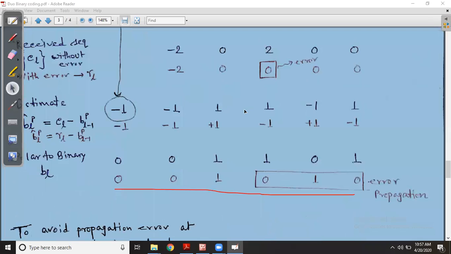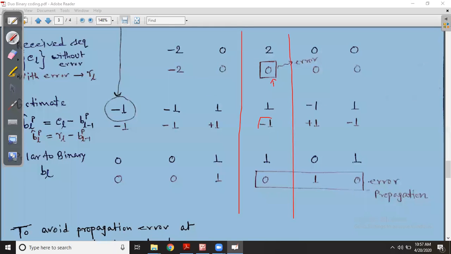But if error is there, where is error introduced? At this bit, that means at this TB. Actually, this duration is nothing but your TB. So due to this minus, we have here 0, as per the voltage level to bit conversion. Similarly, this plus 1 will give you this 1 and minus 1 will give you 0.